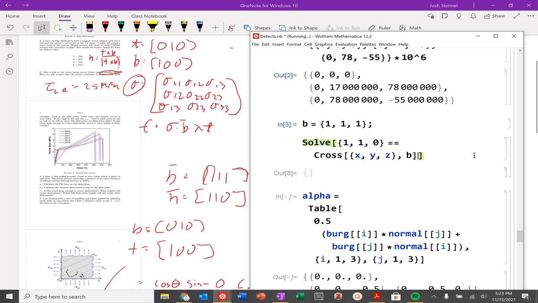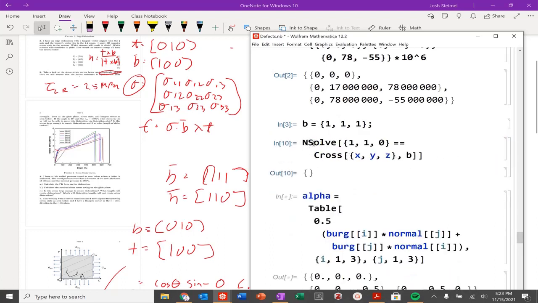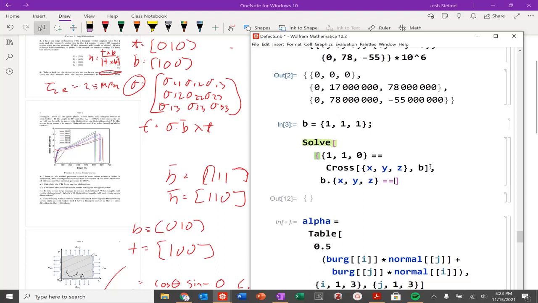Even when we don't do that, set the numerical solving it. Nope. It's actually when we cross this, this and this. So let's keep working on this. So we could also assume that we're working with an edge defect, and that we're going to be doing basically b dot with our x, y, z must be equal to 0.